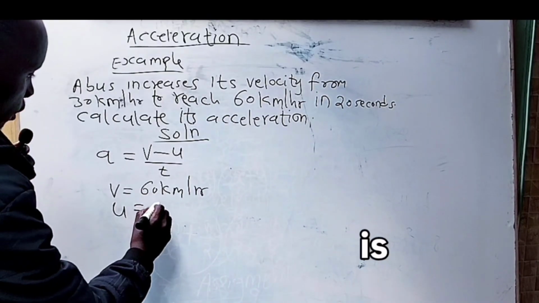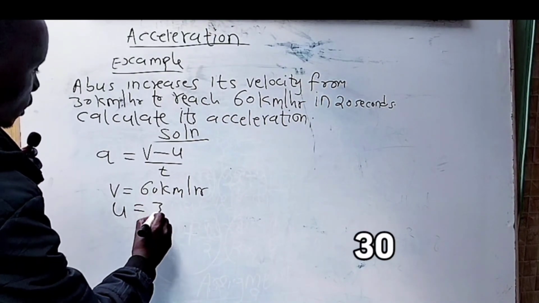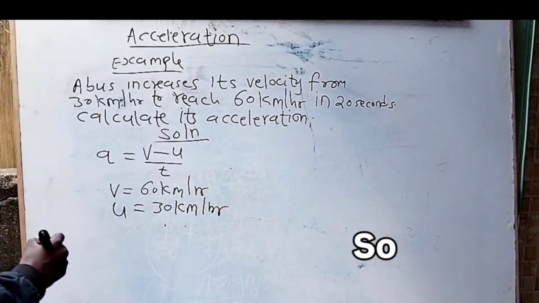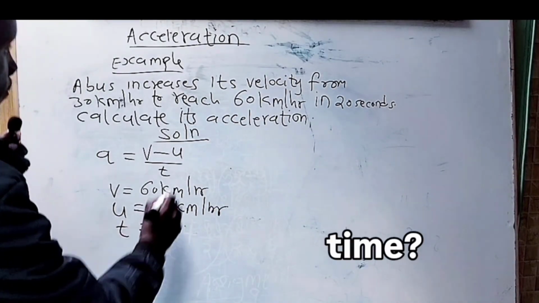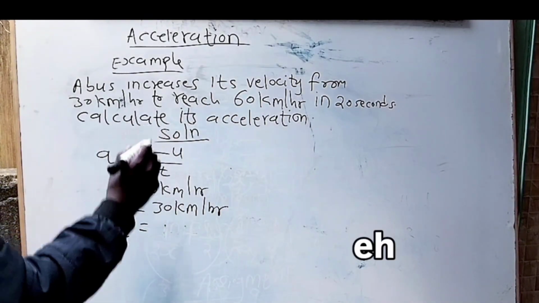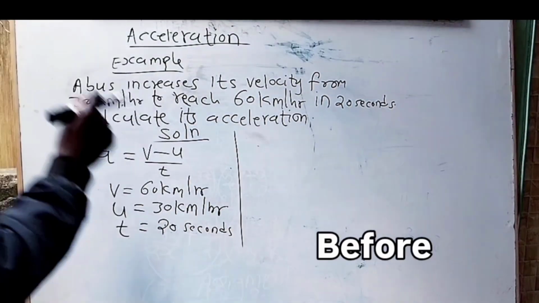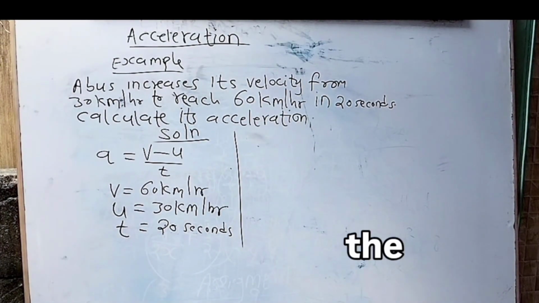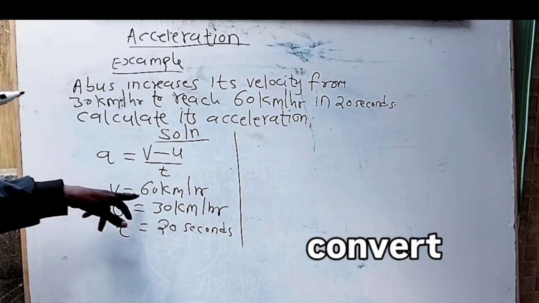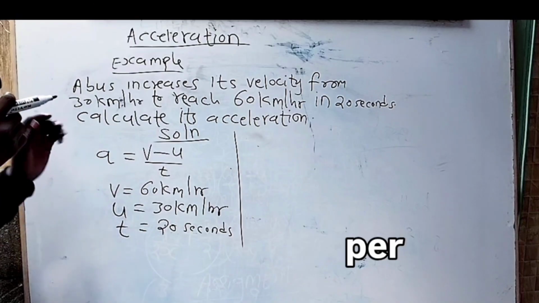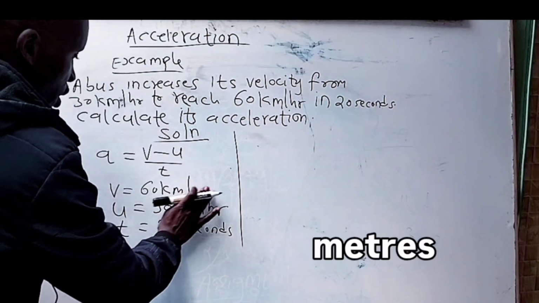What about our initial velocity? It is 30 kilometers per hour. So what is our time? Our time is 20 seconds. Before we calculate the acceleration, we have to convert this velocity from kilometers per hour to meters per second.